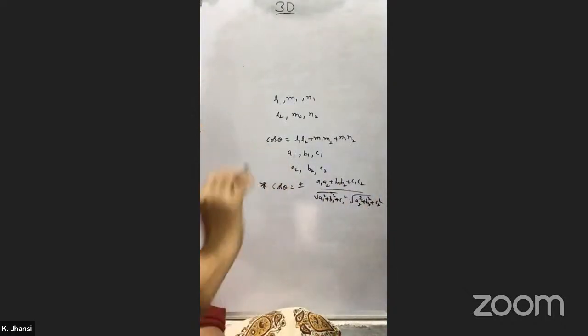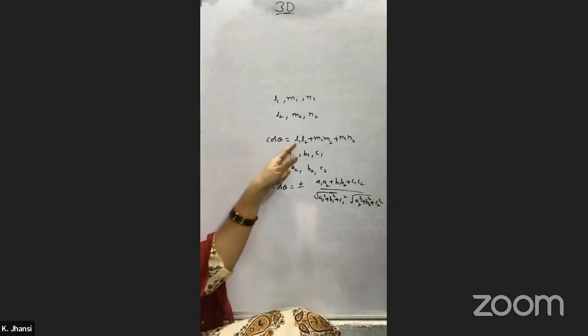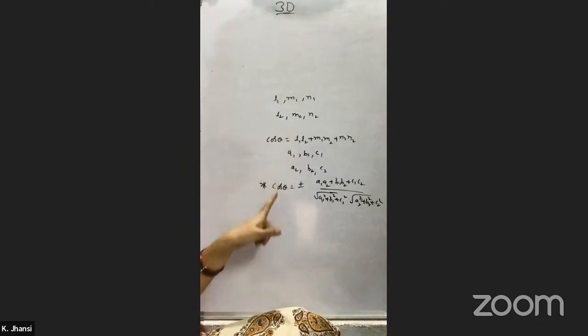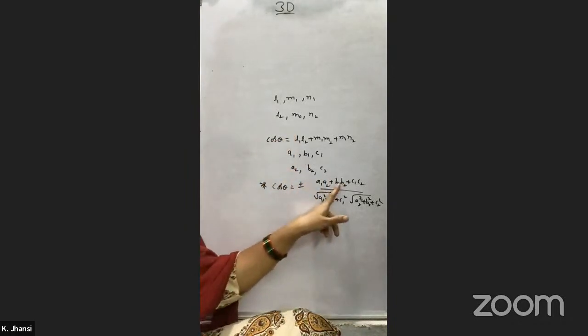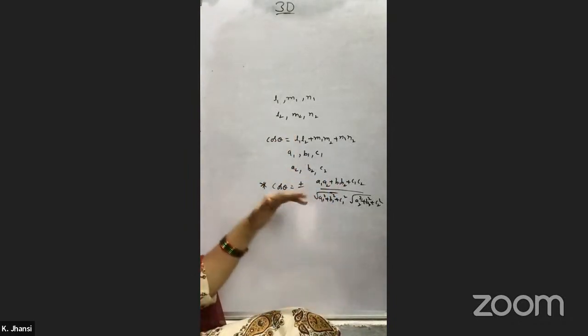This is the very important one. For solving the problems, we will use this cos theta formula. Whenever direction cosines are there, we will use this one. Whenever direction ratios are there, this one. So usually for solving many problems, you will use this formula only.